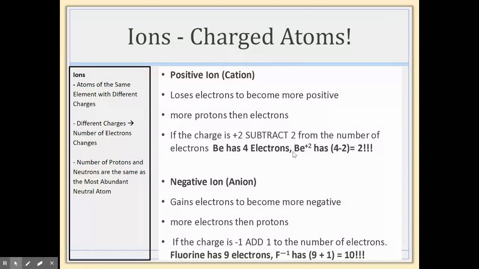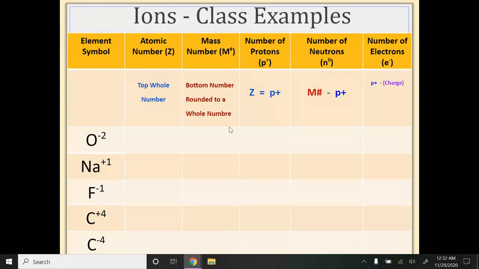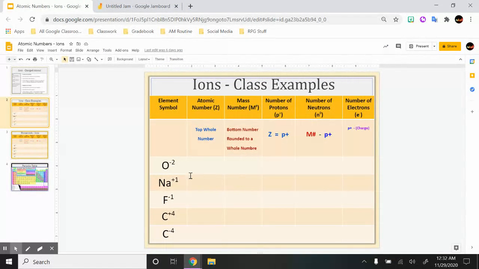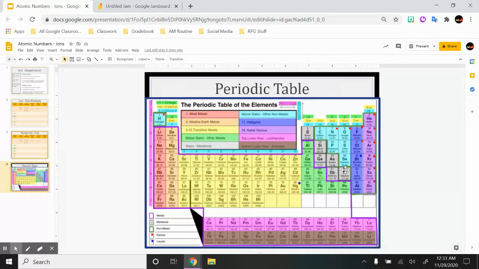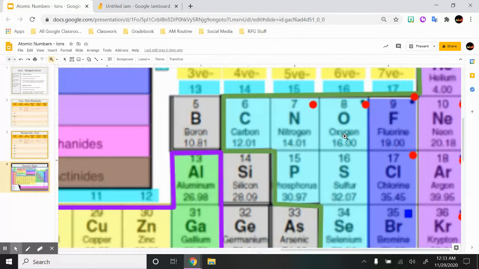Now, the way we're going to figure this out is it's actually going to be very similar to how we did this for our neutral atoms. But the part that's going to be different is the number of electrons. So let's fill this out as if it was a regular old atom for now, and then we're going to adjust for the charges. So we look at our periodic table. First, we have oxygen. So let's go check it out. Oxygen has an atomic number of 8 and a mass number of 16.00.